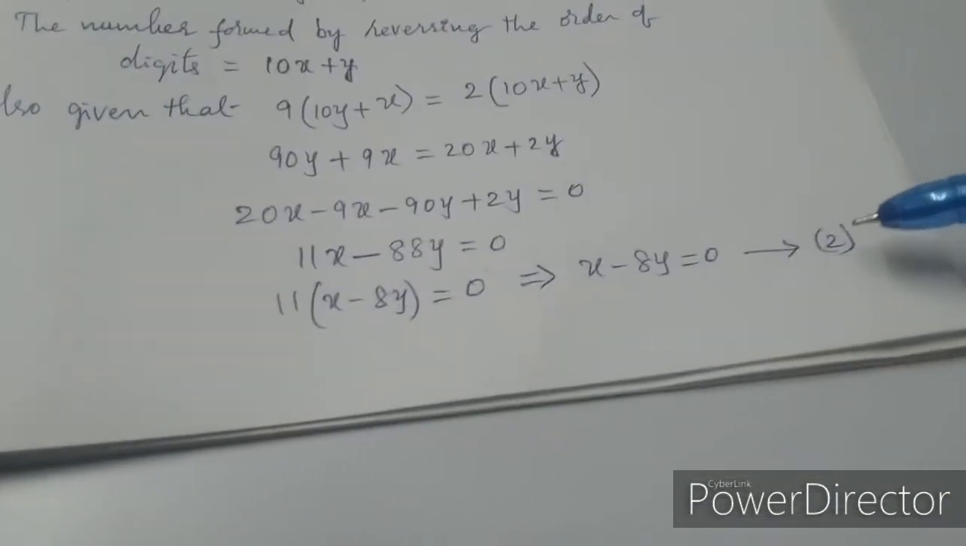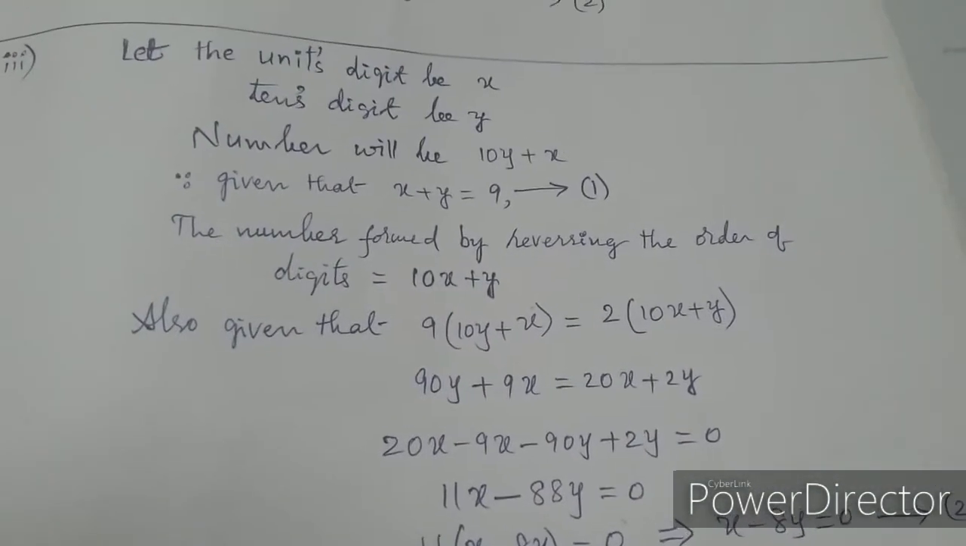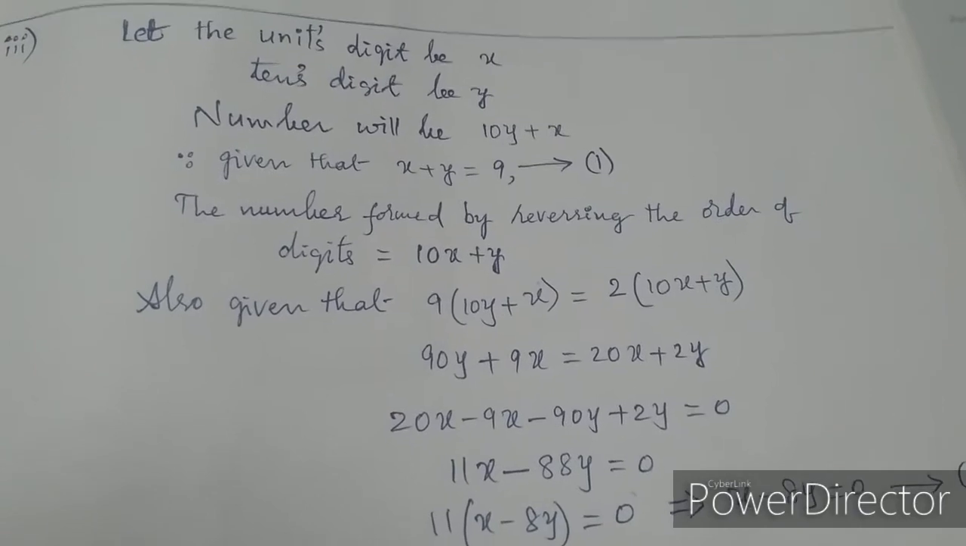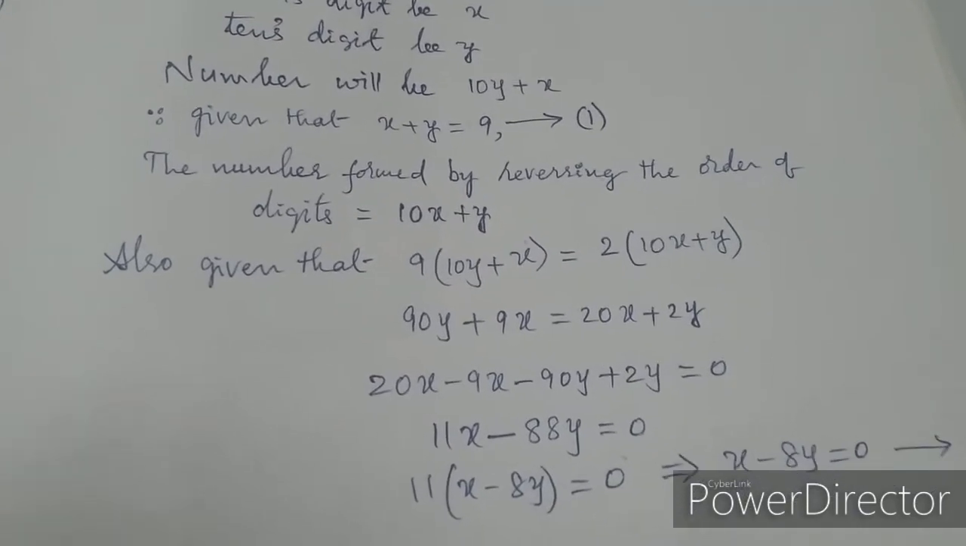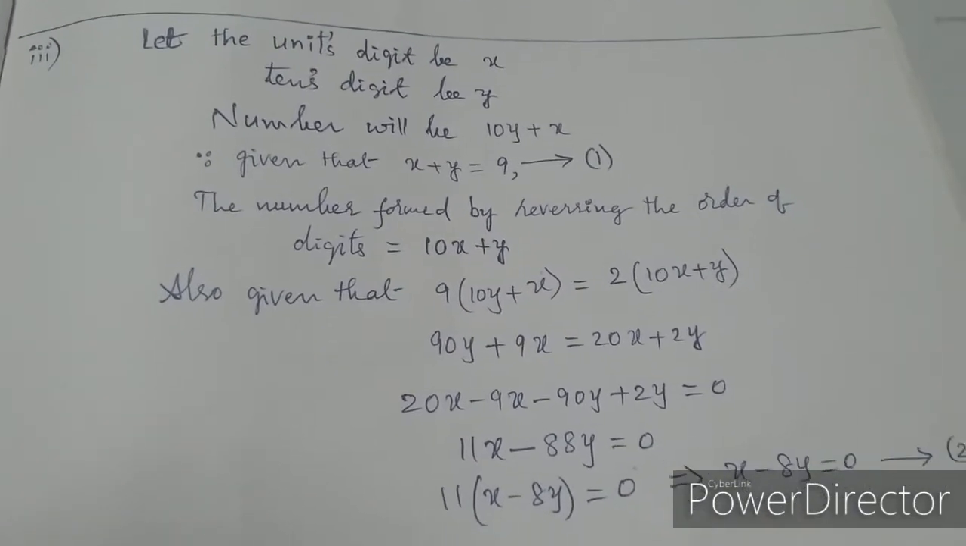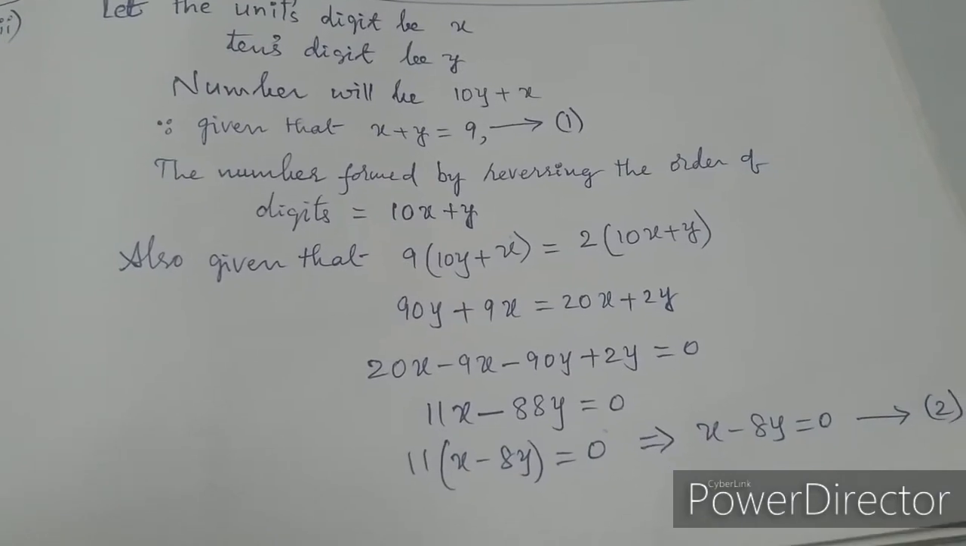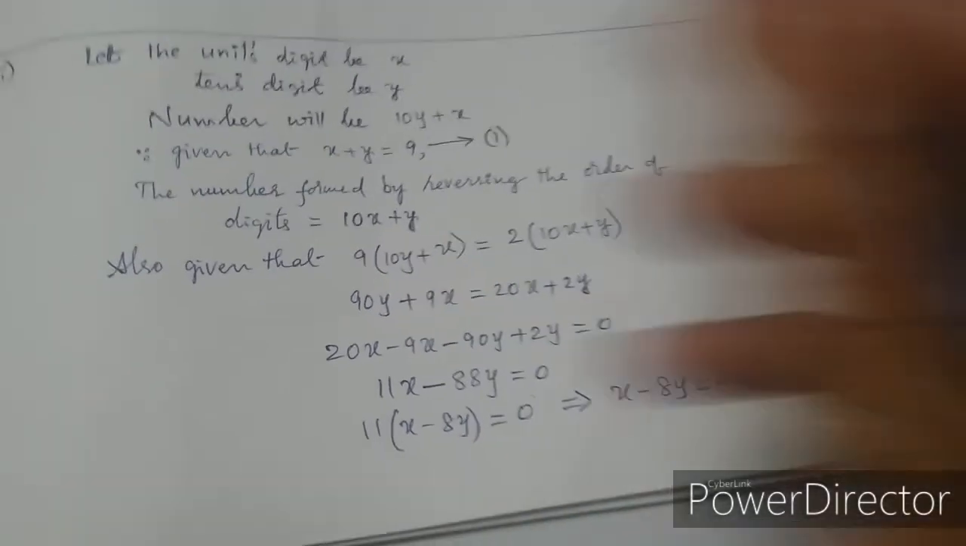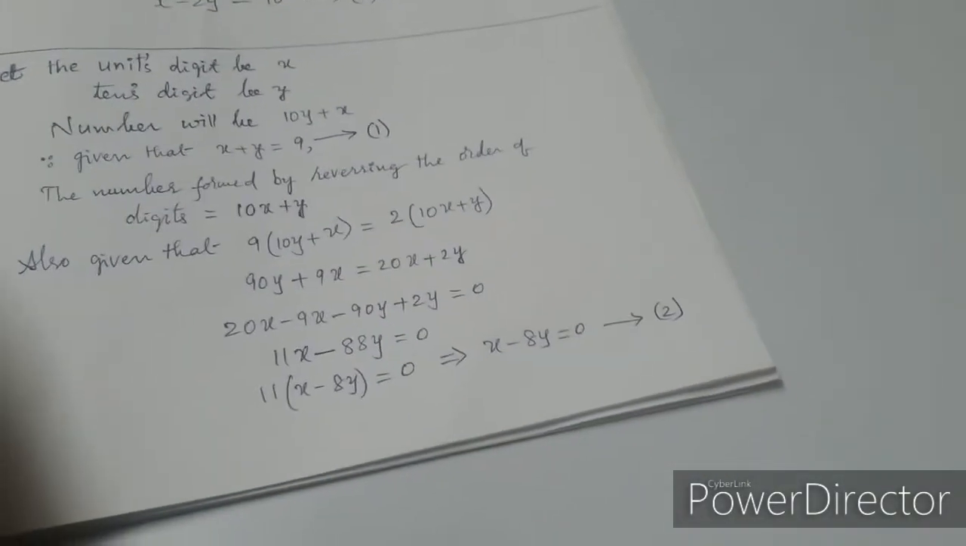Solve 1 and 2 by this elimination method, and before solving them you check whether solution exists or not. If there is a single solution, then use elimination method to find the answer here.